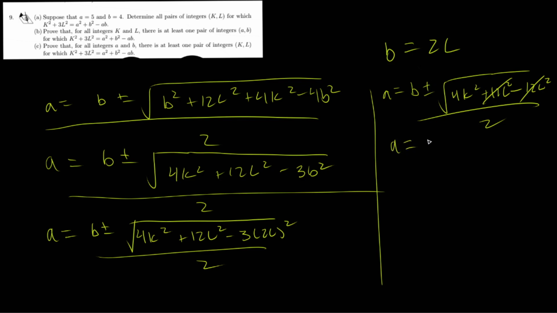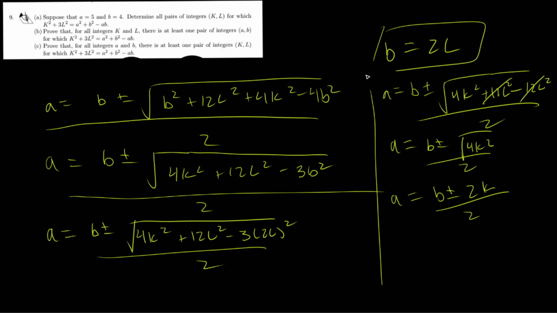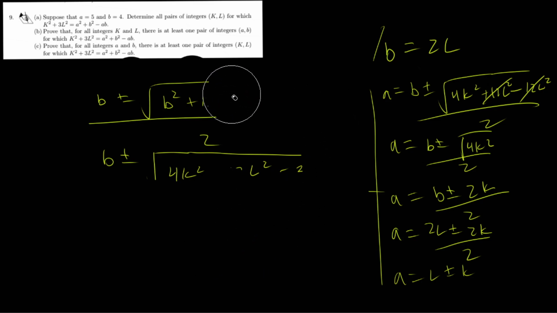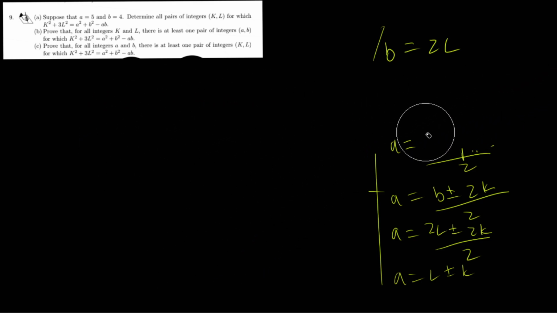and we have a value for b for every L, right? So a would equal b plus or minus the square root of 4k squared, over 2. And then a would equal b plus or minus 2k over 2. And we just substitute our b value here. And then a would equal 2L plus or minus 2k over 2. And a would equal L plus or minus k over 2. Or sorry, plus or minus k. And just to make sure, let's substitute it back into the equation to make sure that it actually works. I'll do that in a second right here, once I create some space.